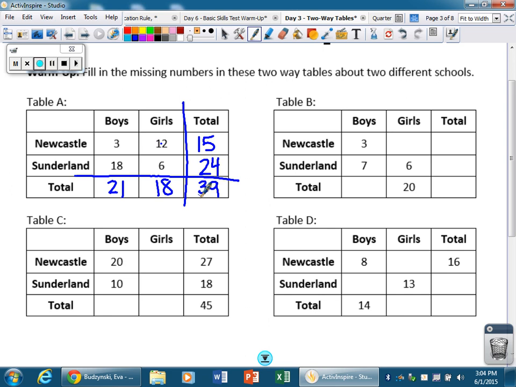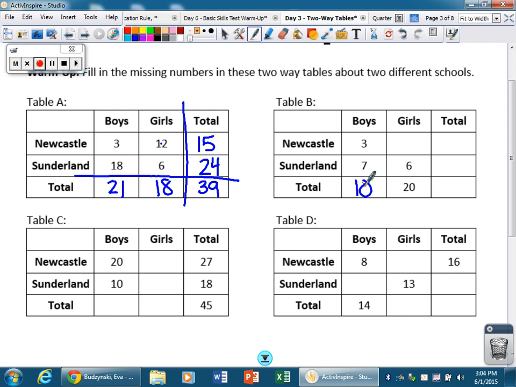Now, table B is a little different because I have different parts missing. Okay, so it's kind of like a puzzle where you got to decide what you can find first. I can't find the big grand total because I don't have any of these numbers. So there's two places you can start. I can find my total number of boys. 3 plus 7 is 10.